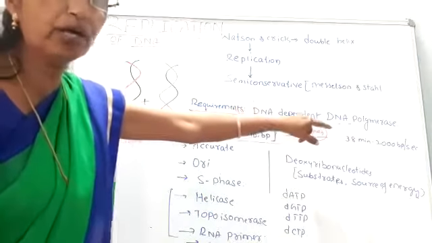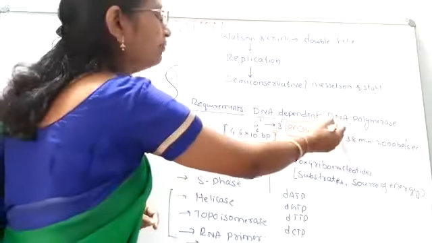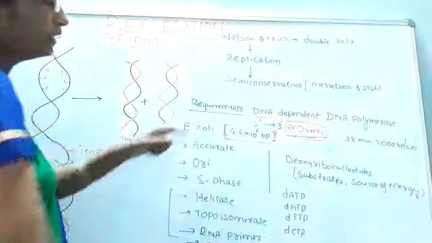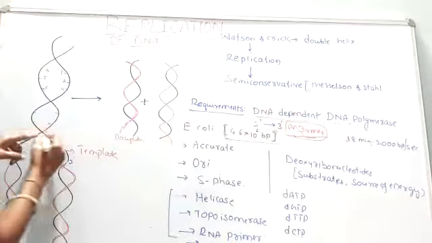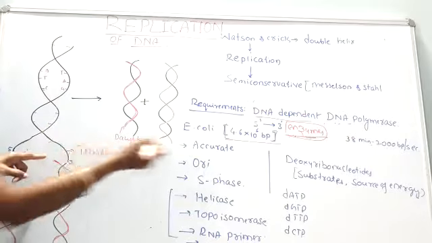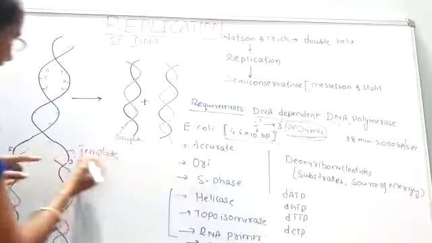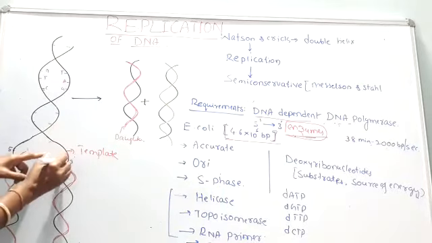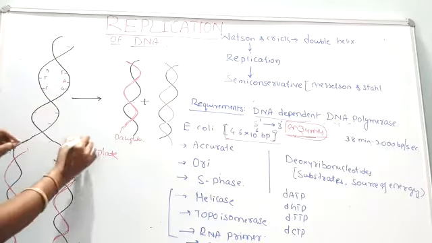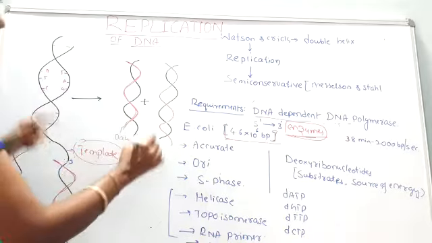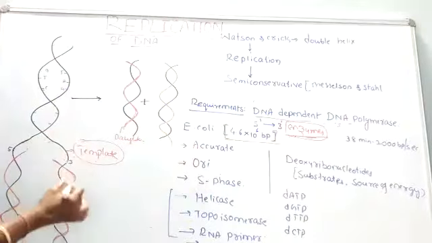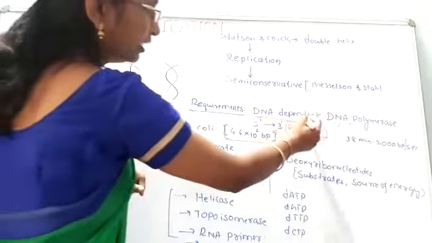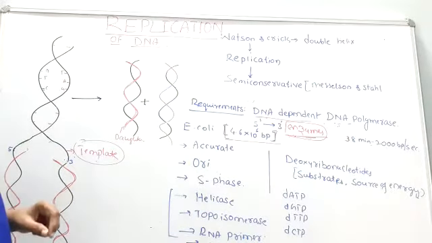DNA dependent DNA polymerase is the most essential enzyme required for the synthesis of a new DNA. DNA dependent means it depends on the old parent DNA. It requires a template for the synthesis of the new DNA. Hence it is called DNA dependent DNA polymerase. So, the most essential enzyme is DNA dependent DNA polymerase.